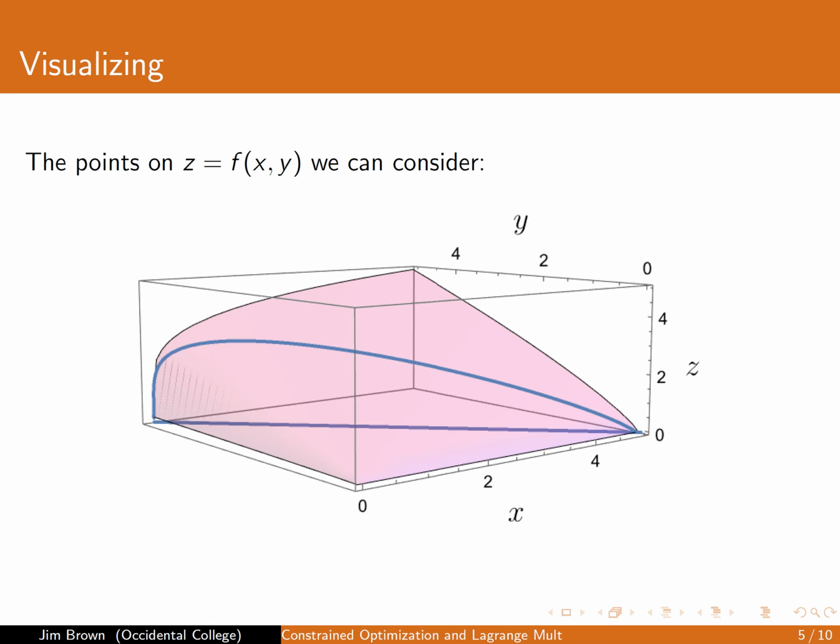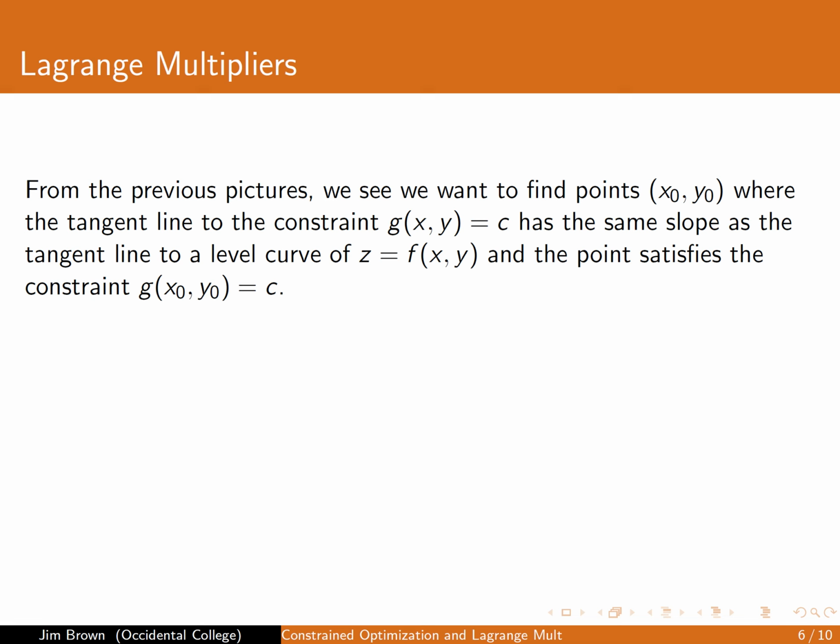So now let's figure out, how do we actually find those points? So we want the points where those tangent lines are the same. So here's saying what I just said: we want the tangent line to the constraint to have the same slope as the tangent line to the level curve. But the point also has to be on the constraint.